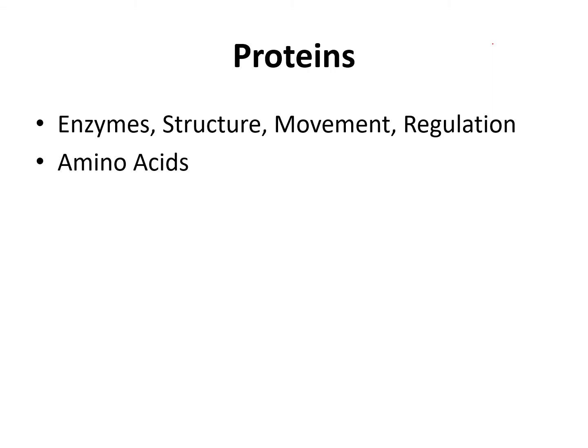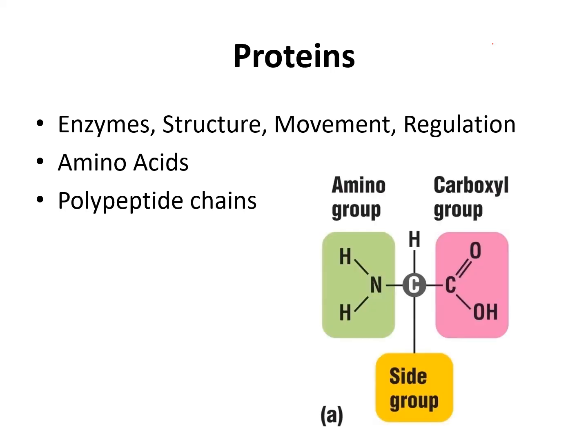Amino acids are the monomers that make up proteins. So these are the similar subunits that are linked together to form polypeptide chains. So the polypeptide chain is linking together of amino acids to form the protein. And the basic structure for the amino acid is that every amino acid has a central carbon.